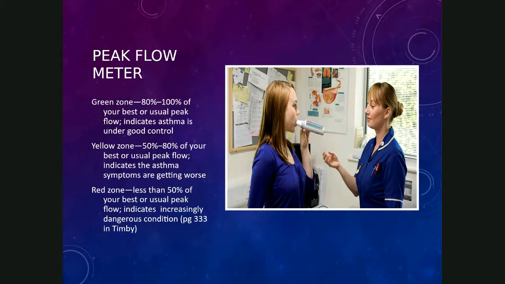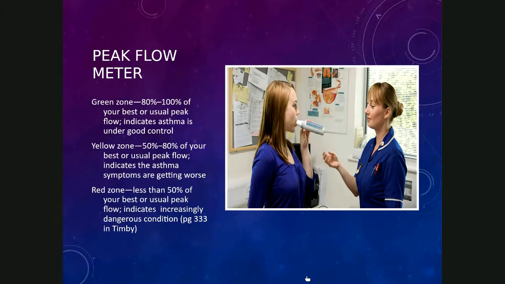Okay, so this is an example of a peak flow meter. What you're going to do is take a deep breath in, inhale all the way, and then blow that air out as fast as possible through that meter. On there, it's very hard to see, but there's a green zone, a yellow zone, and a red zone, and it indicates the level of your lungs at that point. Working with that helps encourage the patient to do those breathing exercises.